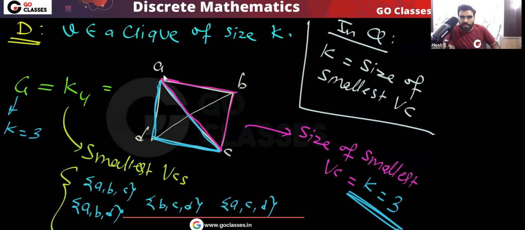Now notice one thing. This vertex A belongs to a clique of size 3. You can see this is a clique of size 3. So this vertex A belongs to a clique of size 3, but you can see this vertex A is not present in this smallest vertex cover. Similarly, this vertex B also belongs to a clique of size 3, but it is not in this smallest vertex cover. This vertex C belongs to a clique of size 3, but it is not in this smallest vertex cover. Similarly, for D also, this vertex D belongs to a clique of size 3, but it is not in this smallest vertex cover.